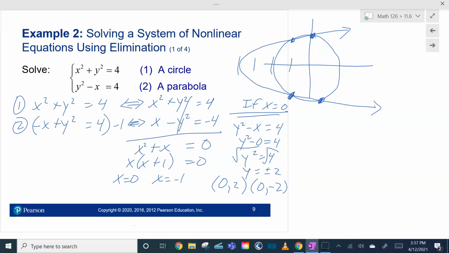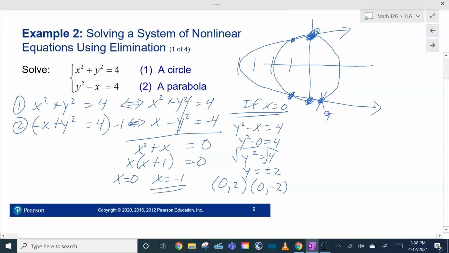Again, verify these into your circle. Make sure that they're both on there. Make sure that they're on the circle: 0, 2 and 0, negative 2. And it's true, they are. So then we can move on.